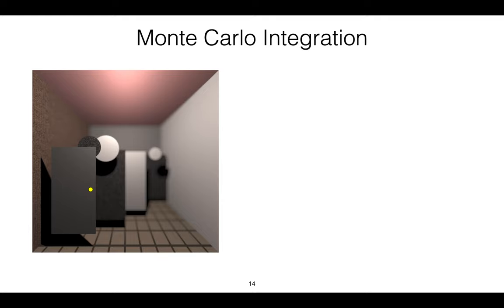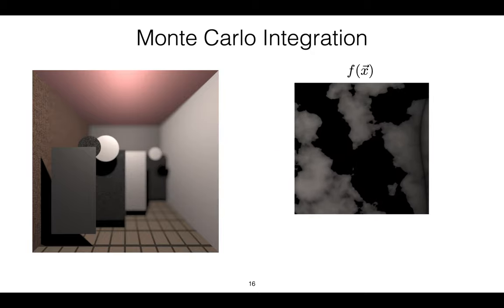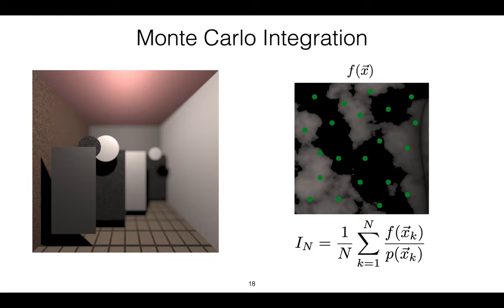Now, if you consider a pixel which is at an in-focus plane, then this underlying pixel has a 2D function, which we call f of x. Our goal in rendering is to compute the integral of this function. Since the function is quite arbitrary, we use Monte Carlo estimation to first evaluate this function at different discrete sample locations, where these samples are generated by a given probability p of x_k, and then we use this to estimate the integral using the Monte Carlo estimator.